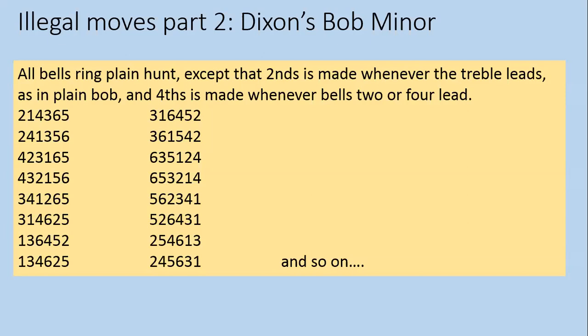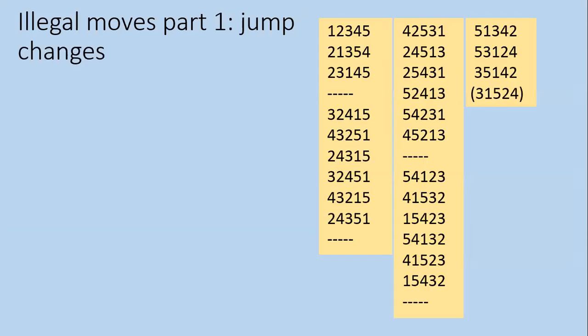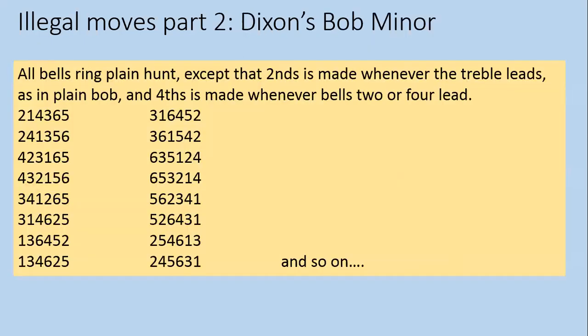So they had some jump changes. I think they might have run an extent of Dixon's and some other things like that to wind up the people of the Central Council, I think. So illegal moves, if you want some interesting and rule-breaking method ringing, then jump changes or Dixon's Bob Minor could be the thing for you.